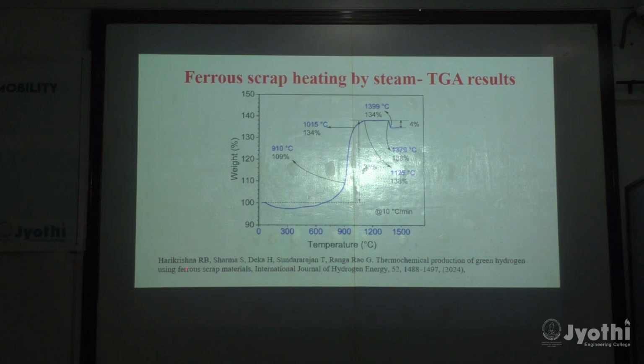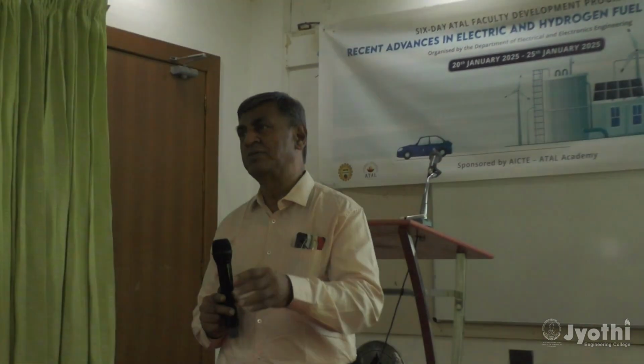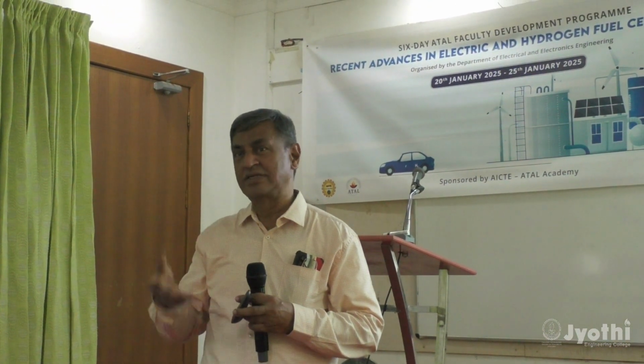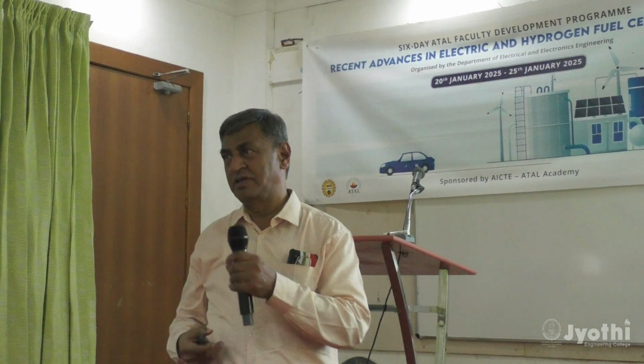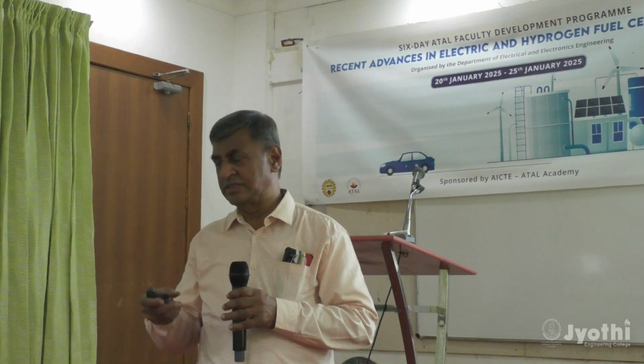Hari Krishna has just submitted his thesis. And what we found is that when you pass steam over, let's say, iron filings, somewhere around 1000 degrees, there is a sharp change. This is actually what is called a TGA. TGA stands for thermogravimetric analysis. So basically, it is a kind of very fine balance, a balance in which you keep the sample, and the sample is in a furnace. The furnace can be heated to whatever range of temperatures, so you can increase the temperature.